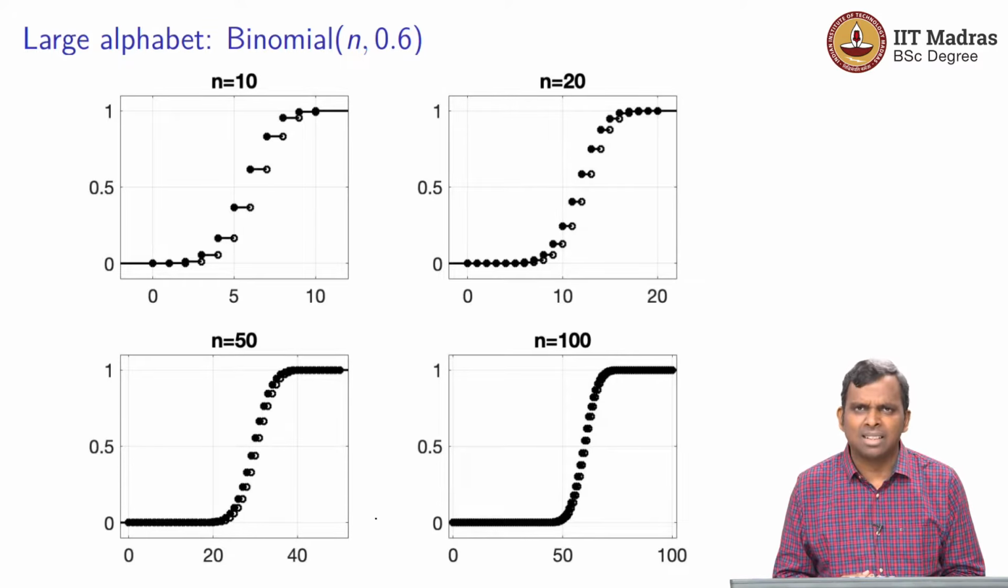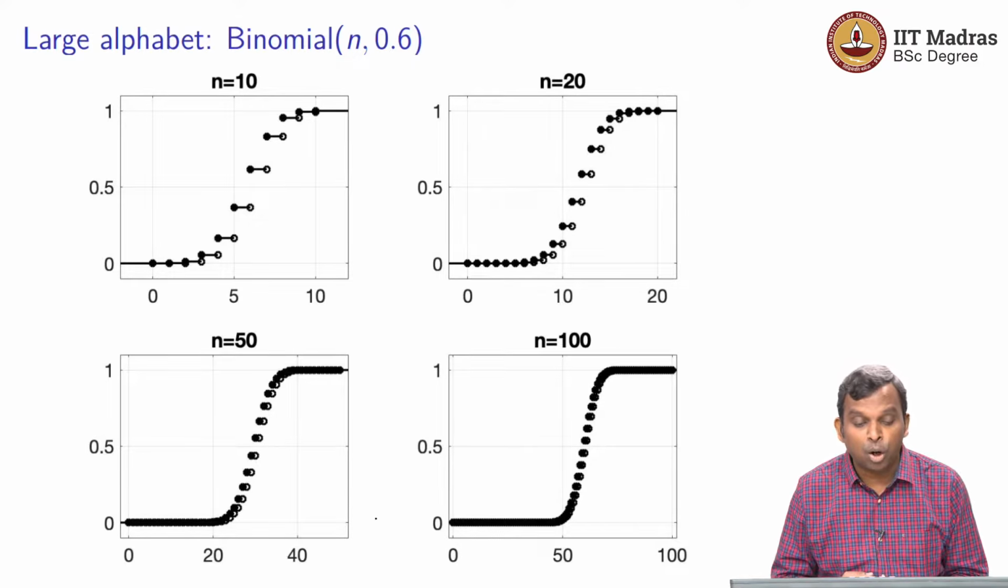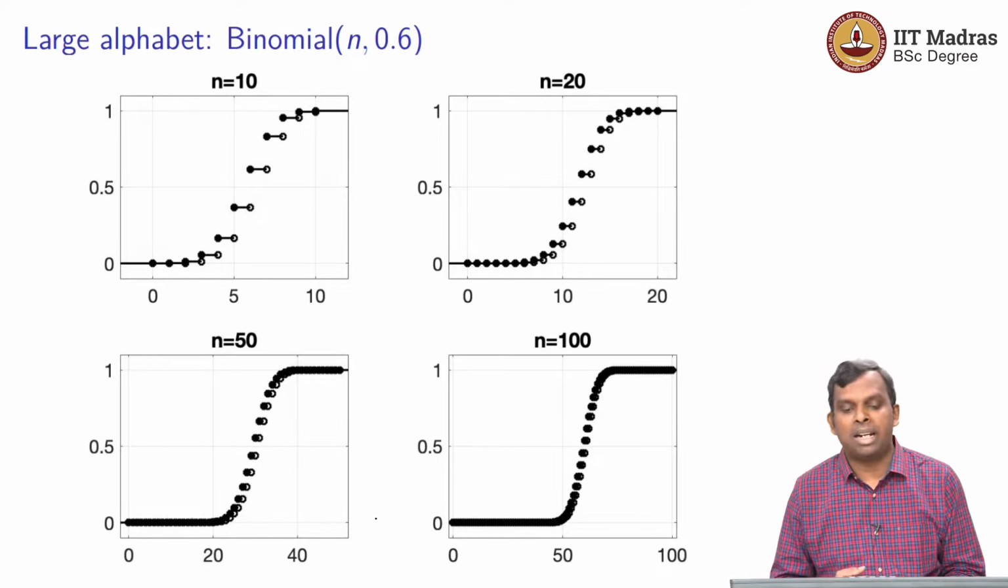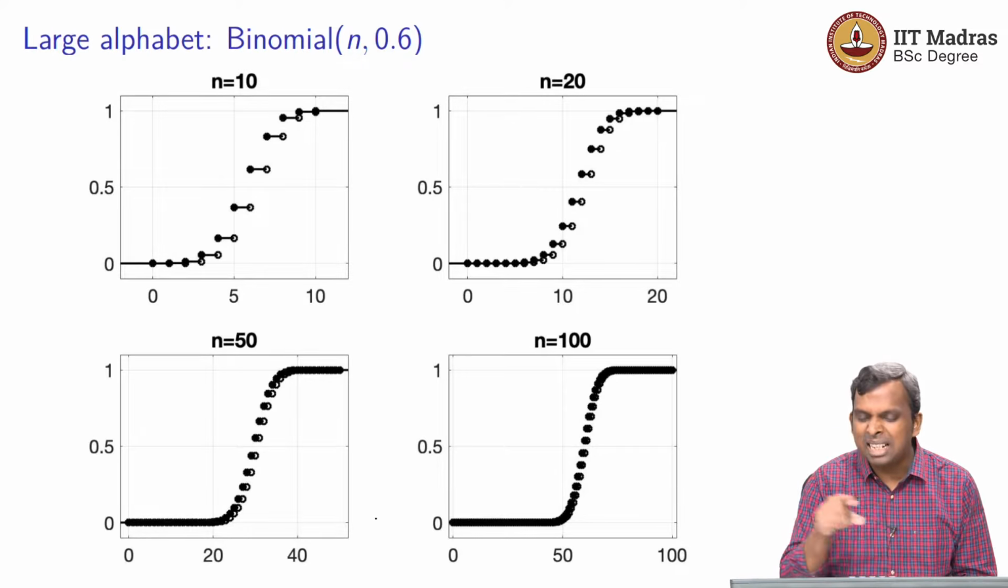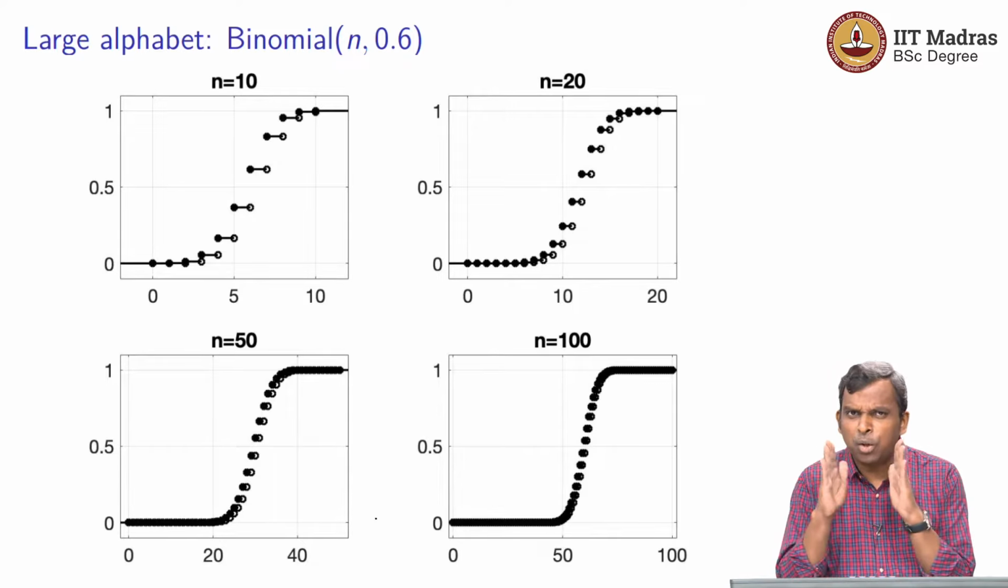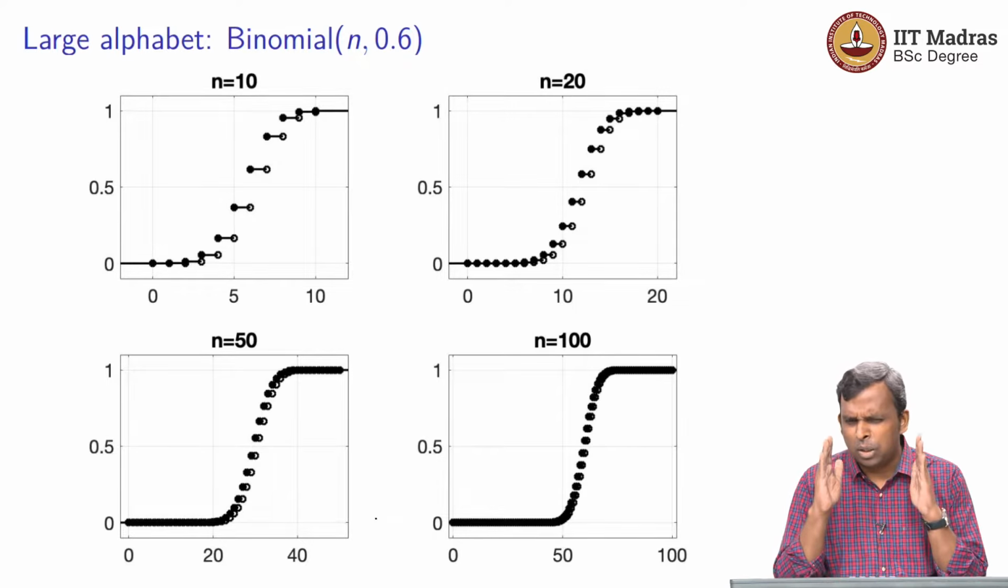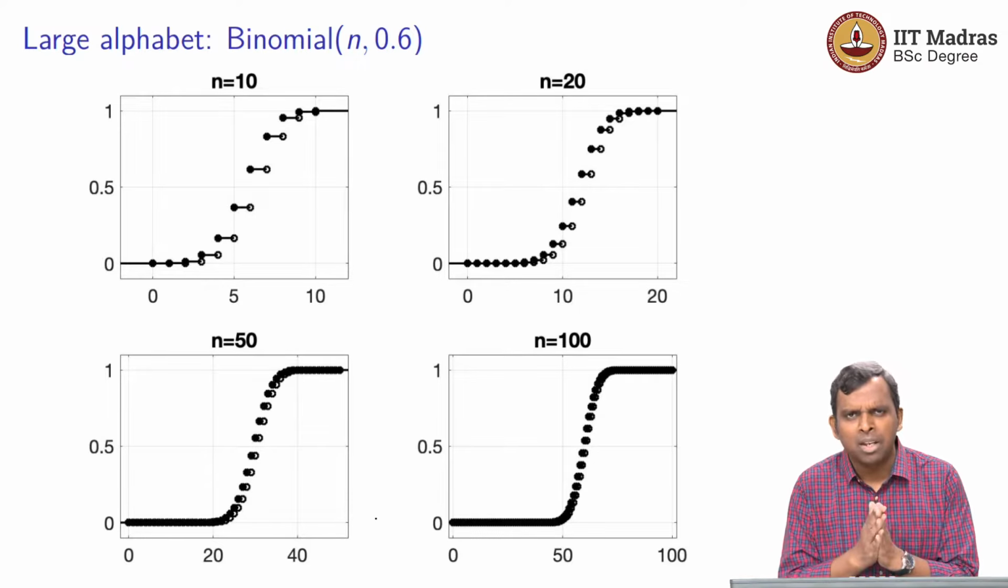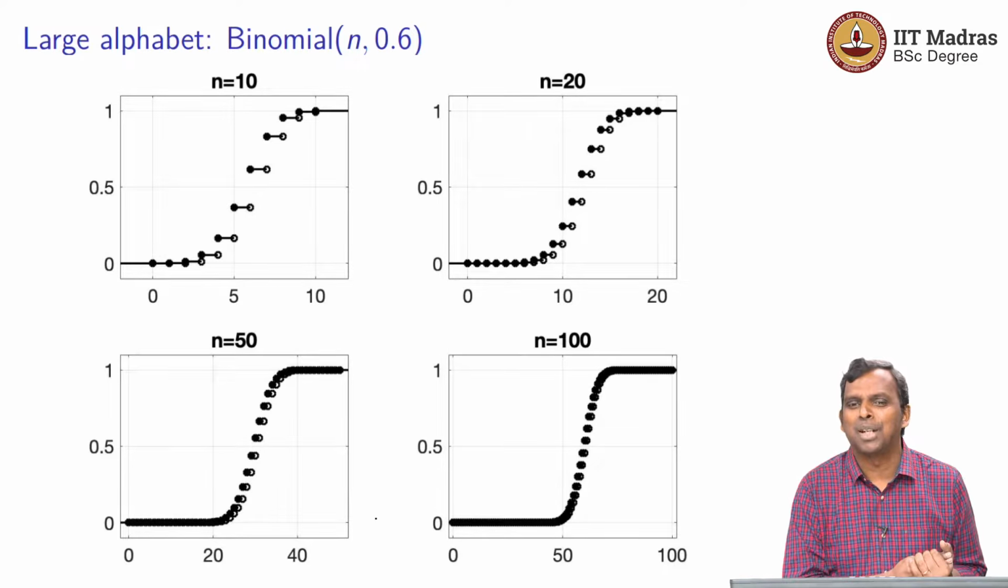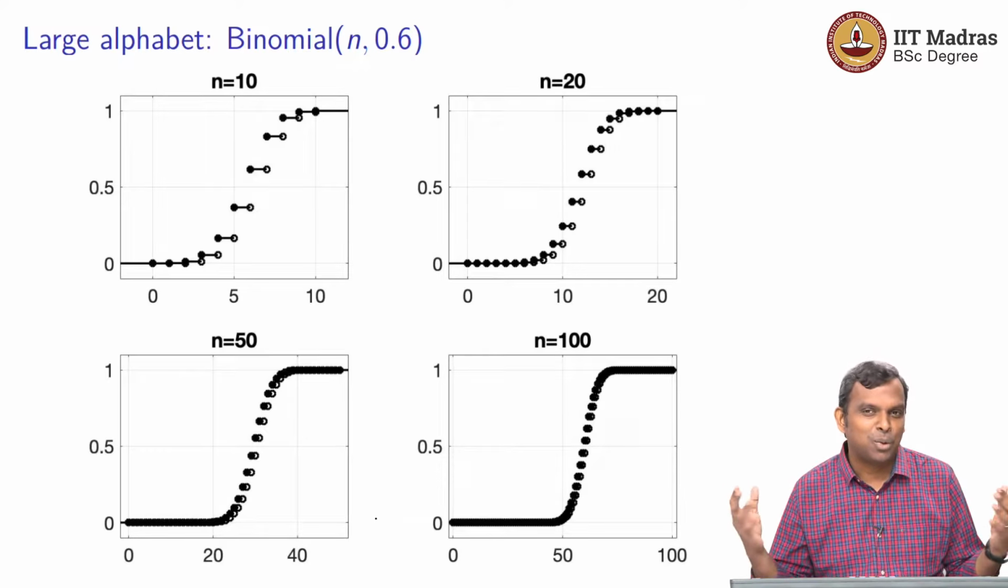To me, a picture like this nicely conveys where we are heading. This is the plot of the CDF of a binomial random variable with n comma 0.6. I'm increasing n, but I'm keeping the scale of the picture the same. You may think about why I am keeping the scale the same. Only then will the picture come out like this. If you keep increasing the scale, you will not see this.